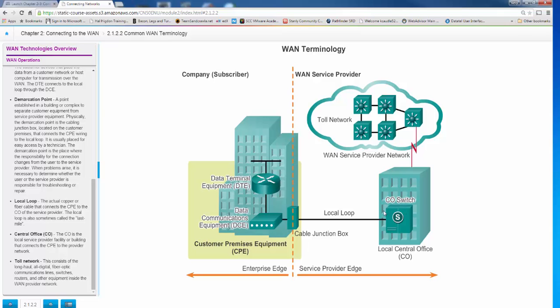Now, here's something interesting if you're using DSL. There are limits to the length of the local loop that you can use in order to get DSL. At one time, I think it was 15,000 feet.